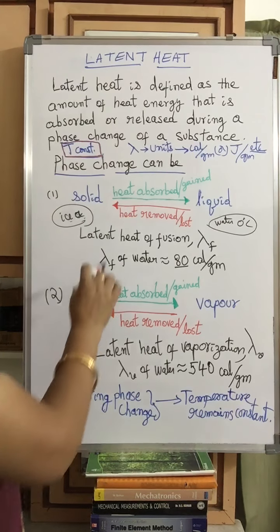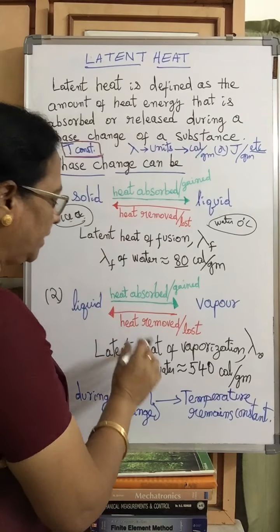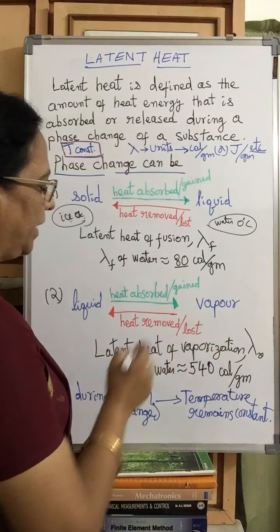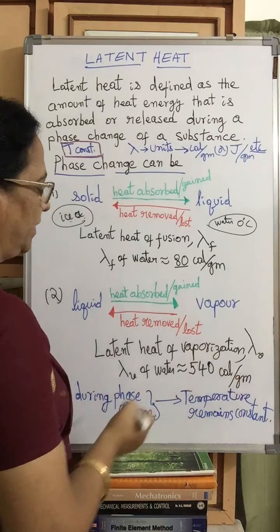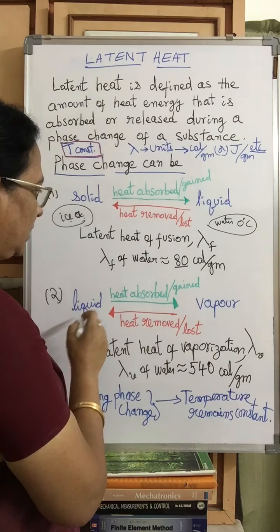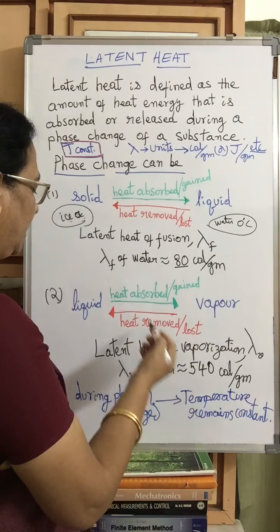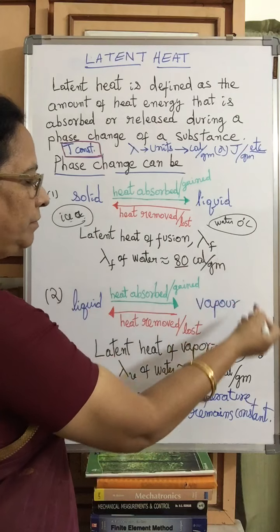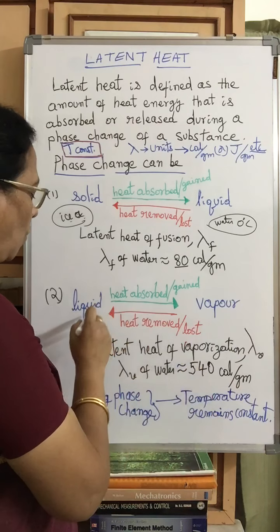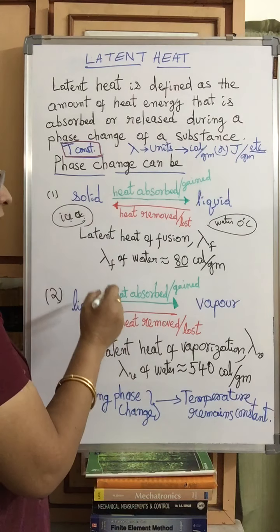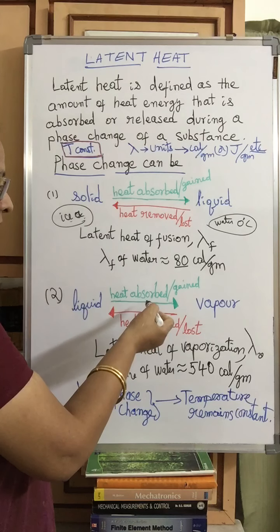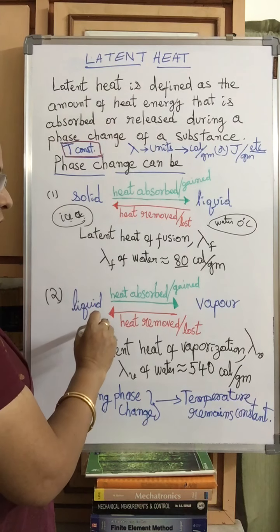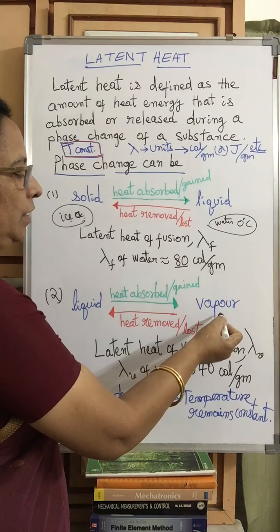So that is fusion. And here, latent heat of vaporization. In the same way we can define the quantity of vaporization, meaning to become vapor. So it is the quantity of heat that is to be supplied to the liquid at its boiling point to convert it into the vapor.